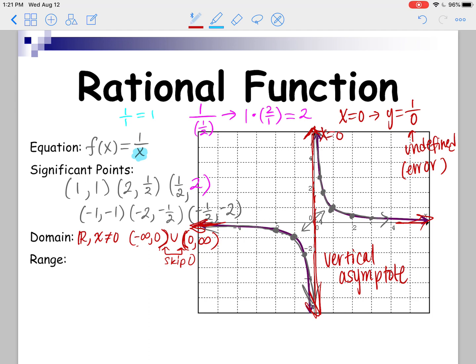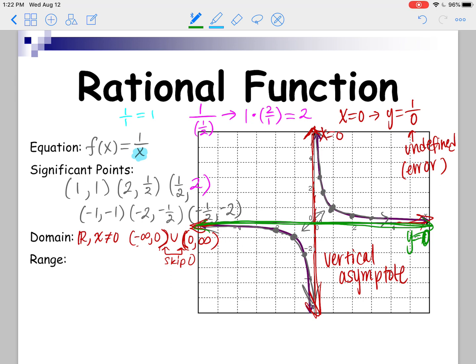The same thing happens in the range. I'm going to switch colors to green. And so notice there are no points along this horizontal line right here. This horizontal line is the y equals 0 line.